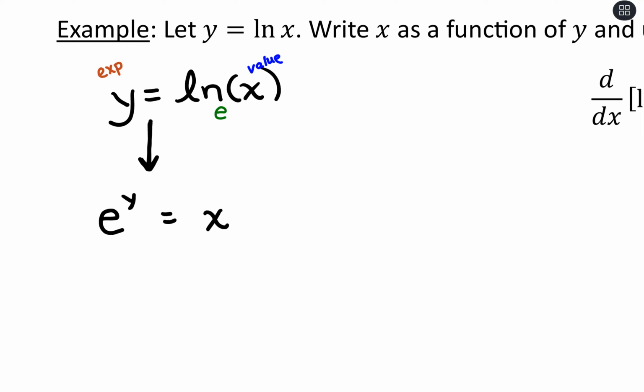So what we're going to have is base e with an exponent of y is equal to that value of x. Now let's use our implicit differentiation, where our first step is to take the derivative with respect to x of both sides.